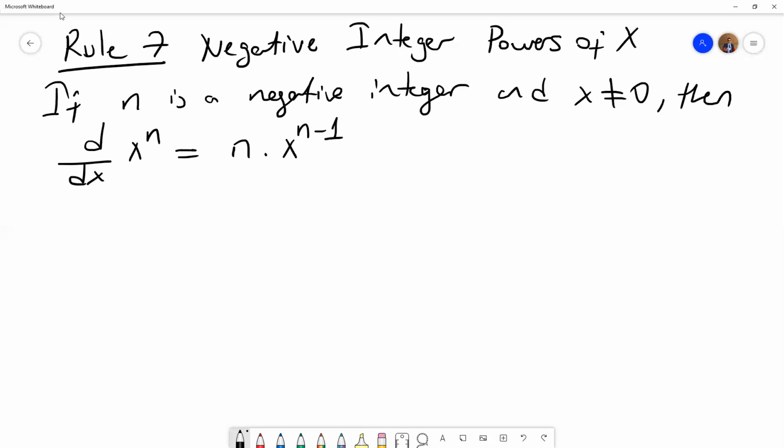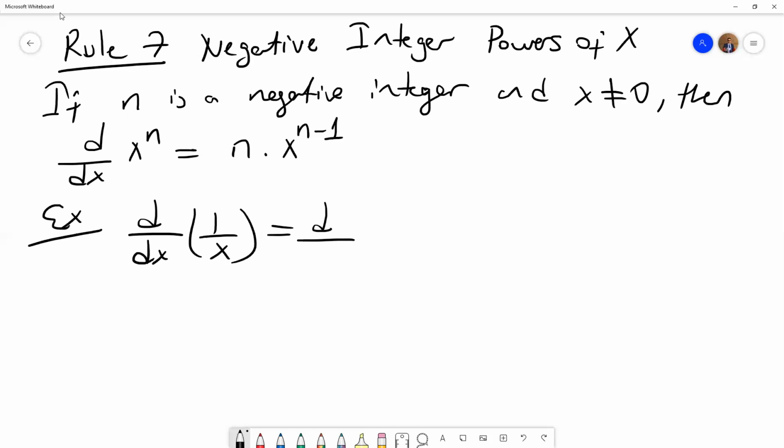This is the same as rule 2, only we have a negative integer as n. So let's do an example: d over dx of 1 over x. I mean, we have to solve it in this lecture. I said it before.